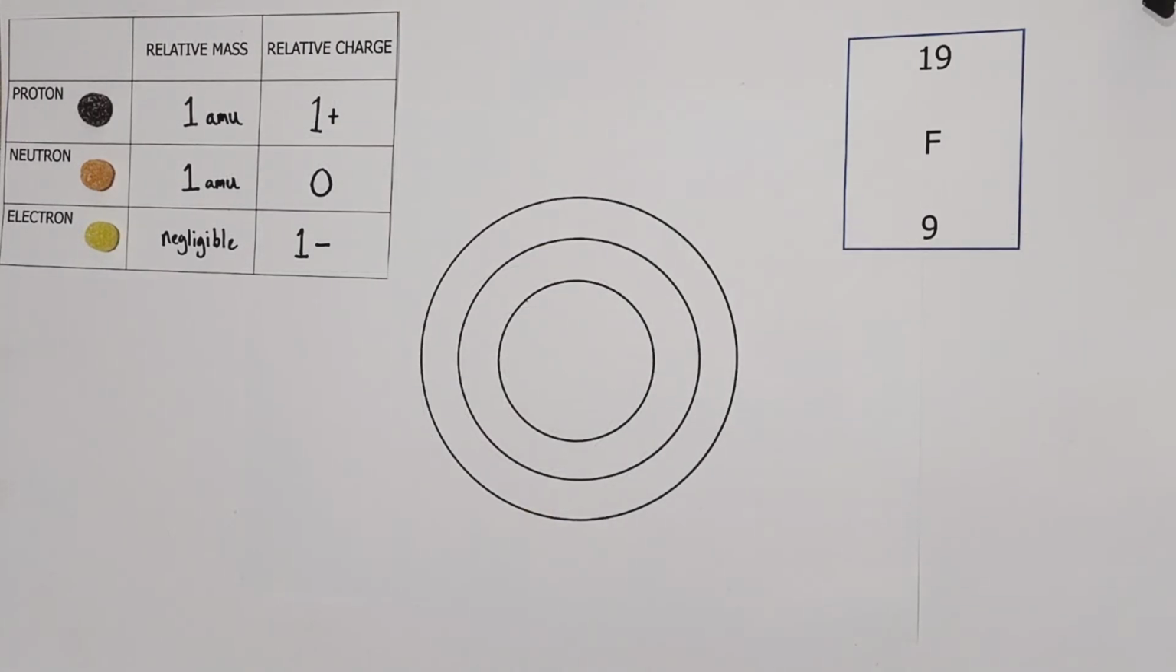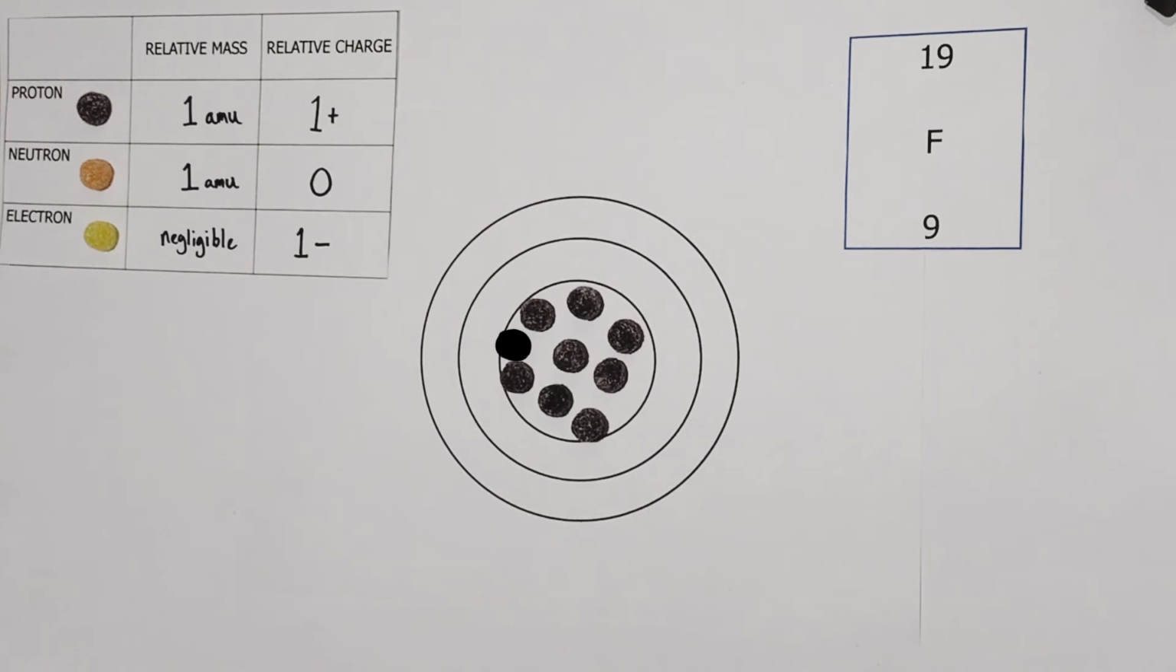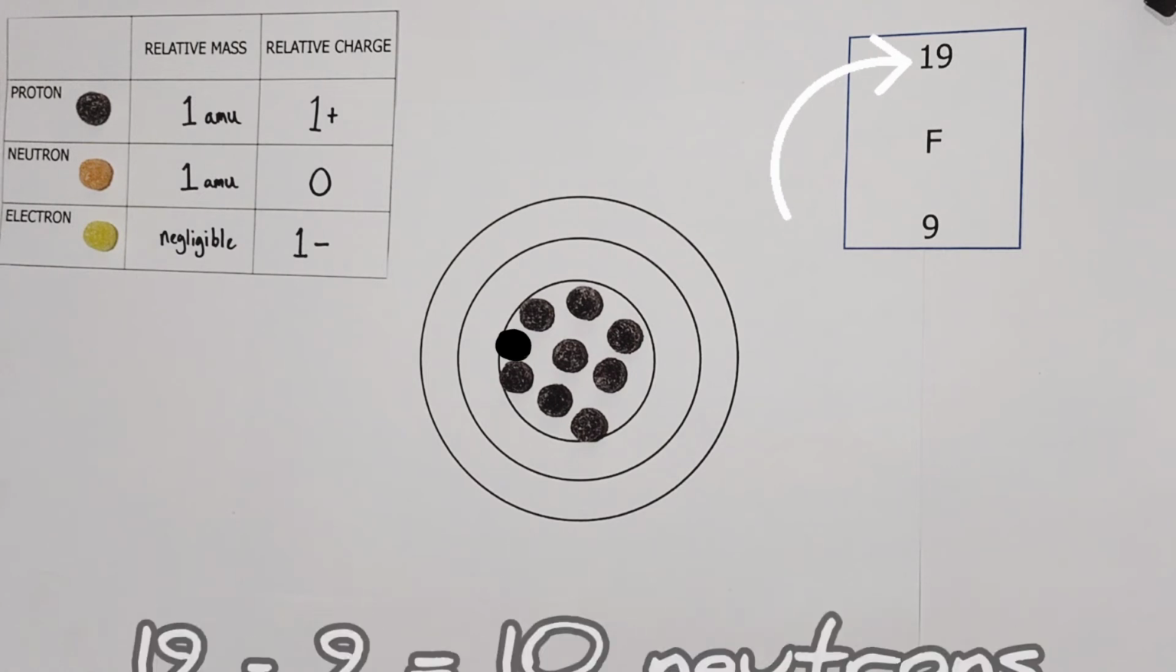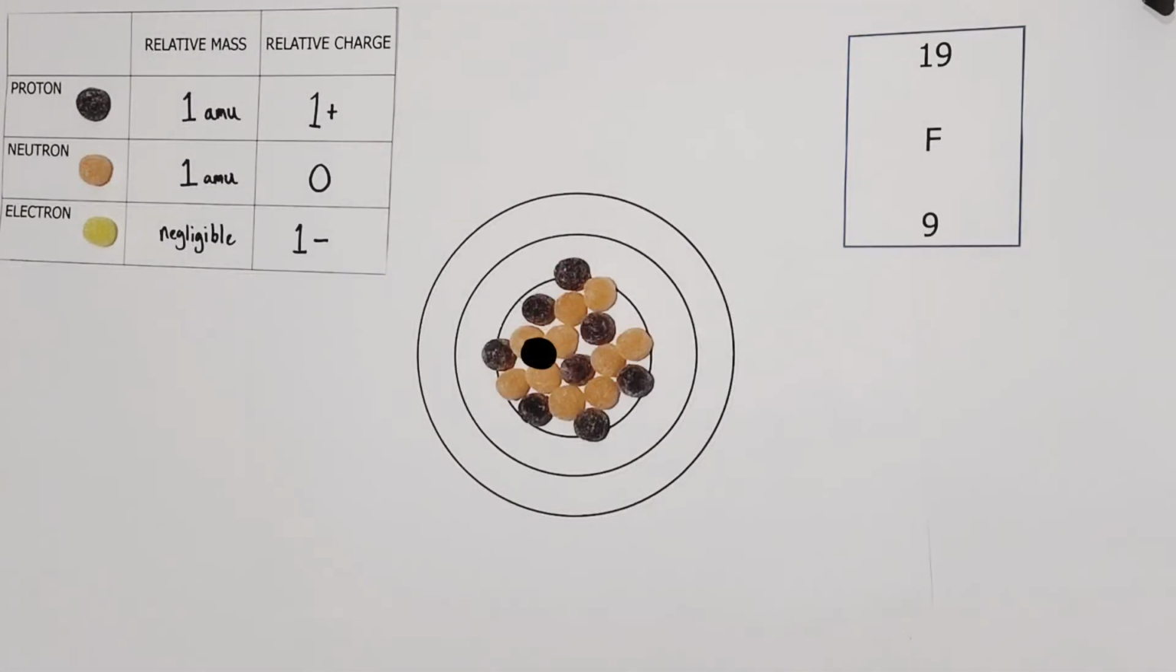Next, let's build a fluorine atom. Atomic number 9 means 9 protons in the nucleus. Its mass number is 19. So, mass number minus atomic number, 19 minus 9 equals 10 neutrons in the nucleus. Atoms of elements are electronically neutral, so there must be 9 negative electrons to cancel and balance the charge of 9 positive protons.